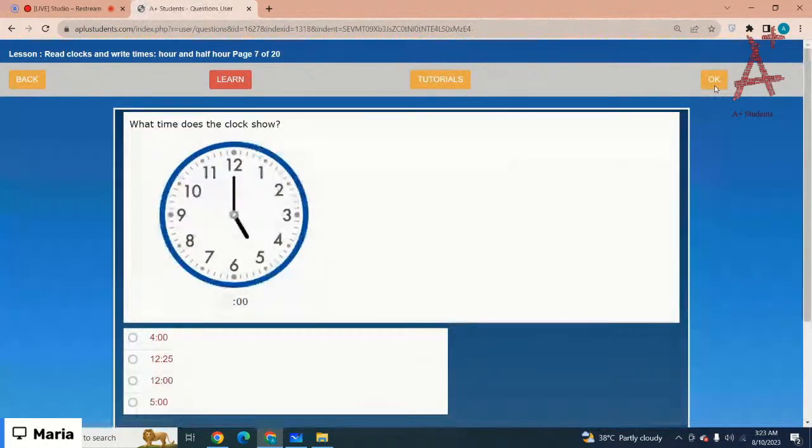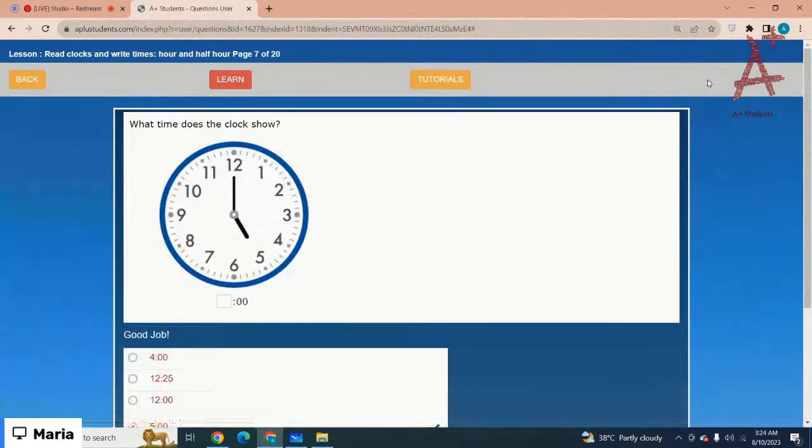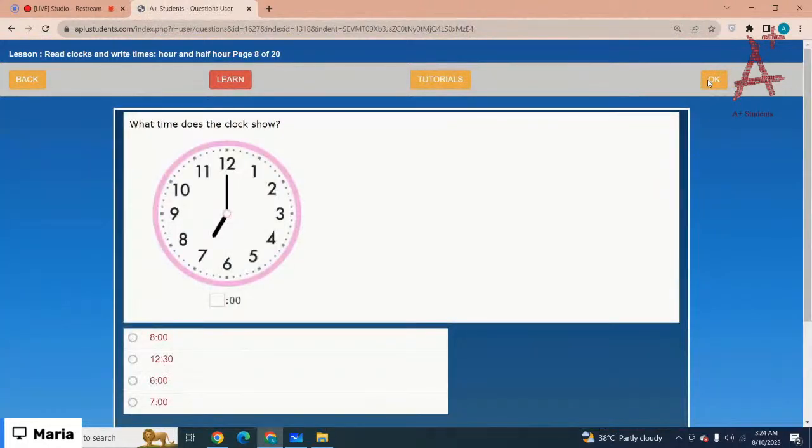Okay, what time does the clock show? So, which is the correct option? The correct option is, yes, it is 5. The clock shows exactly 5. So, the correct option is 5. Okay, what time does the clock show? So, which is the correct option? The correct option is, yes, it is 7. So, the correct option is 7.